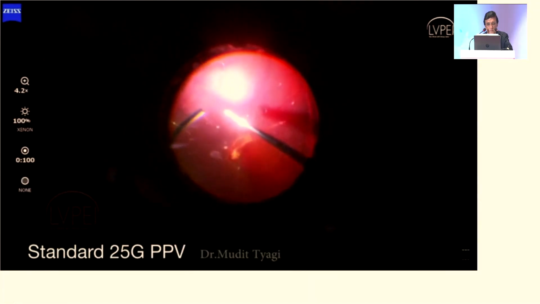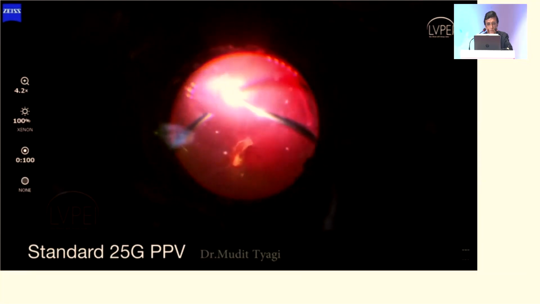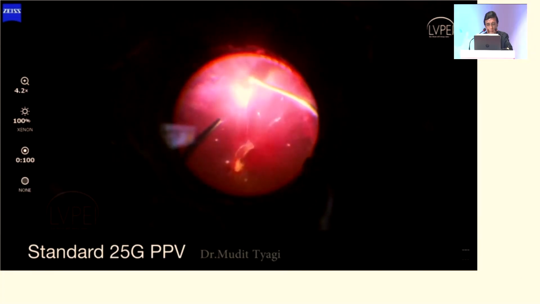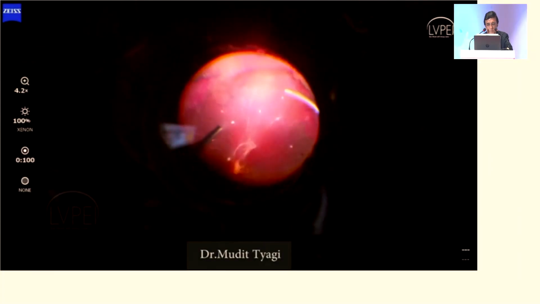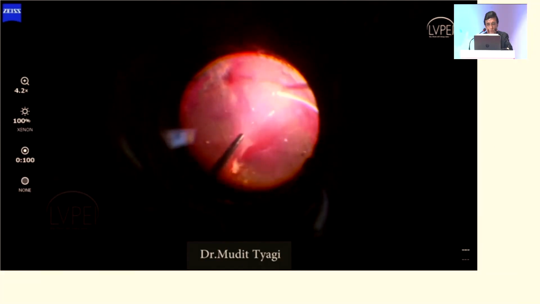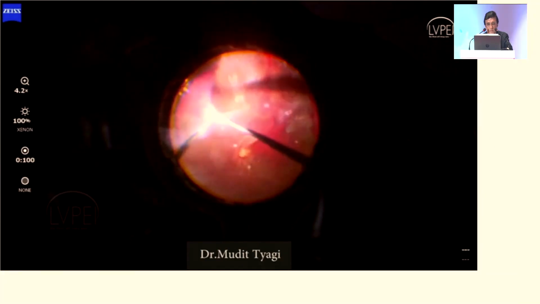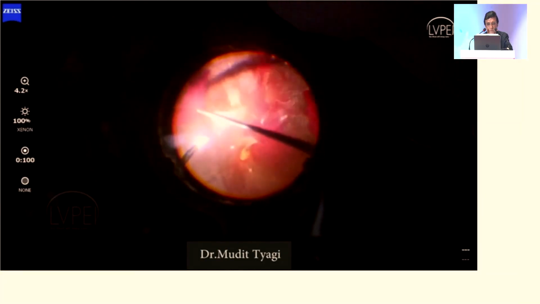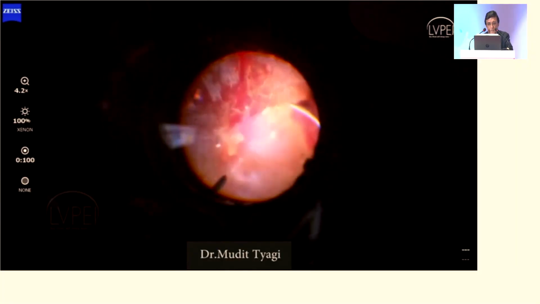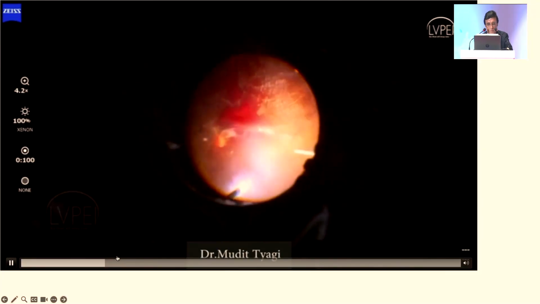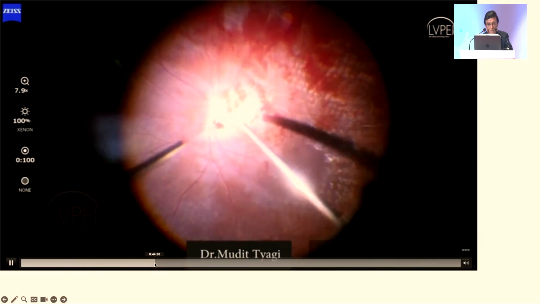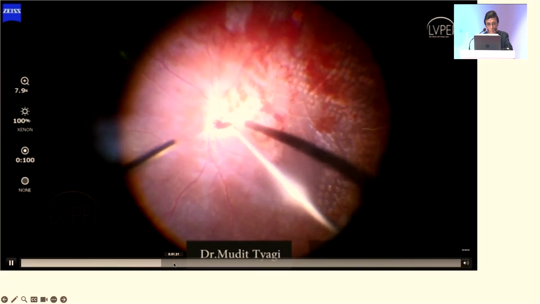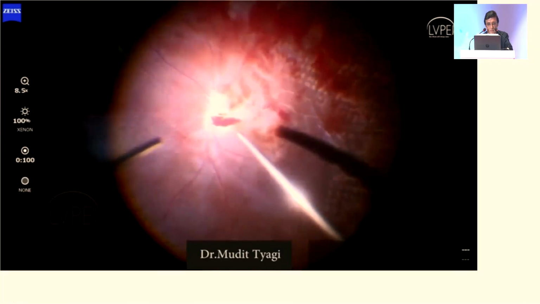And I think this will be path breaking in cases where we have breaks which we can put a fibrin glue on. Don't use a fluid gas exchange, don't use silicone oil, no tamponade, and we are able to settle the retina just by using a fibrin glue. So here the fibrin glue will be injected over the macular area or over the optic disc area where there was a bleed.